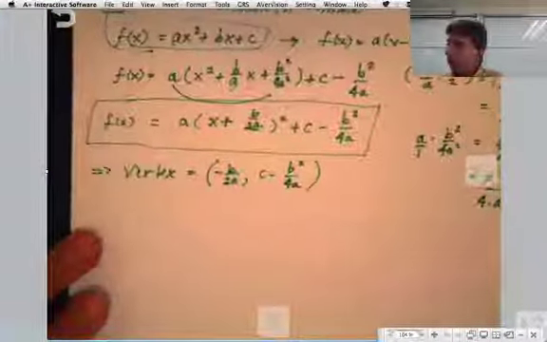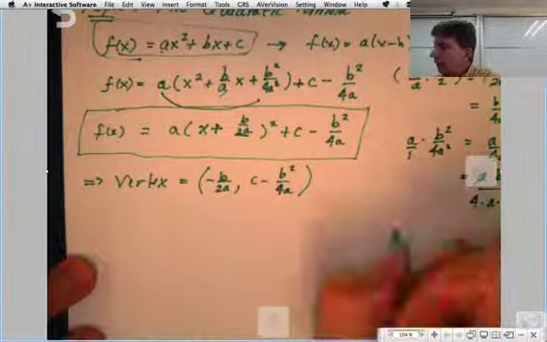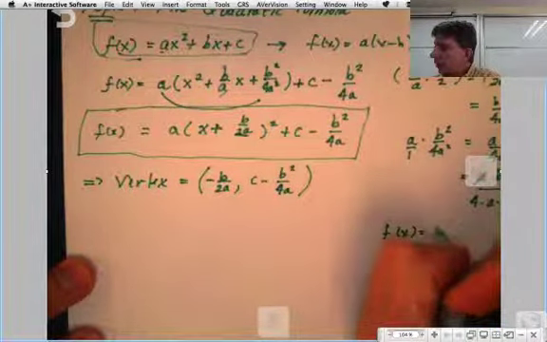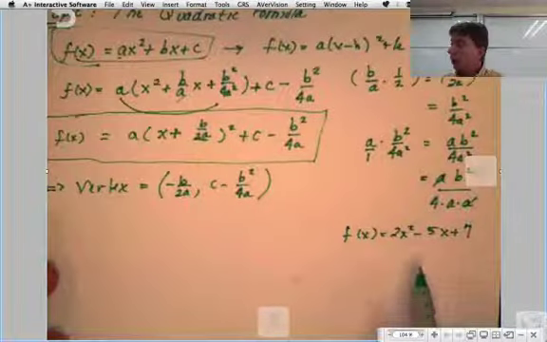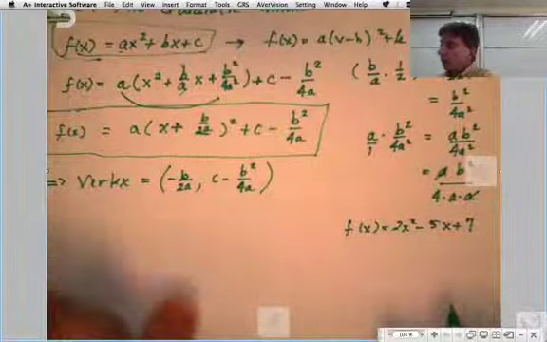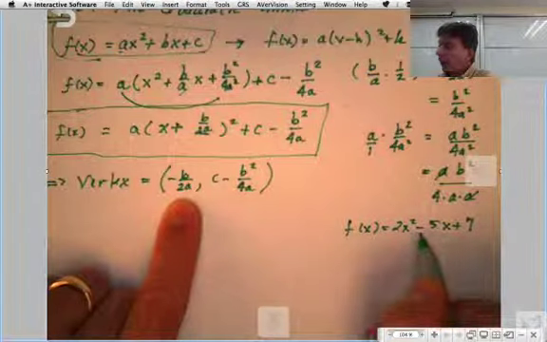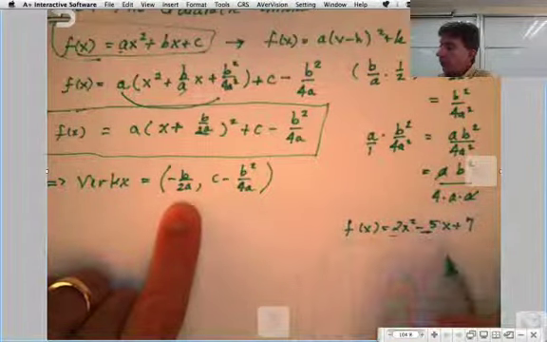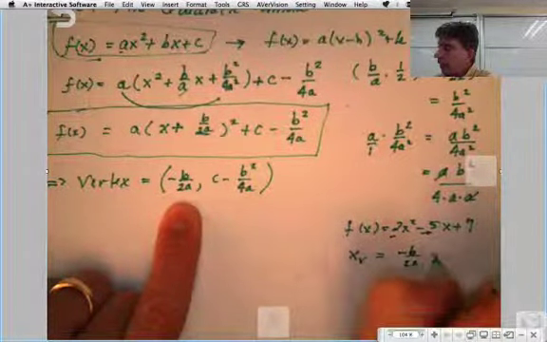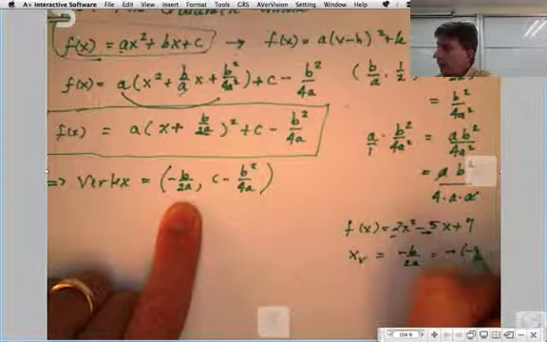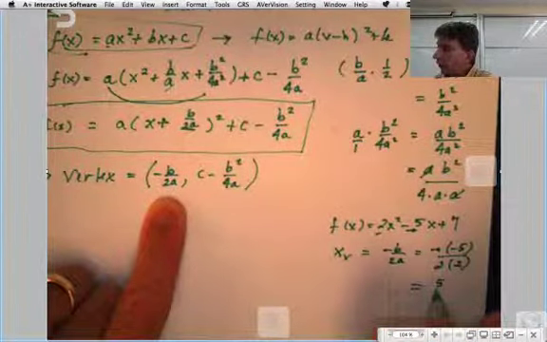Just very quickly, what this would allow me to do is to take any quadratic function, for example, f of x equals 2x squared minus 5x plus 7, and very quickly get the x-coordinate of the vertex simply by replacing b in the negative b over 2a with negative 5 and the a with 2. So the x-coordinate of the vertex, we'll call it x sub v, is equal to negative b over 2a. It would be negative, b is negative 5, over 2 times a. So I'd get 5 over 4.